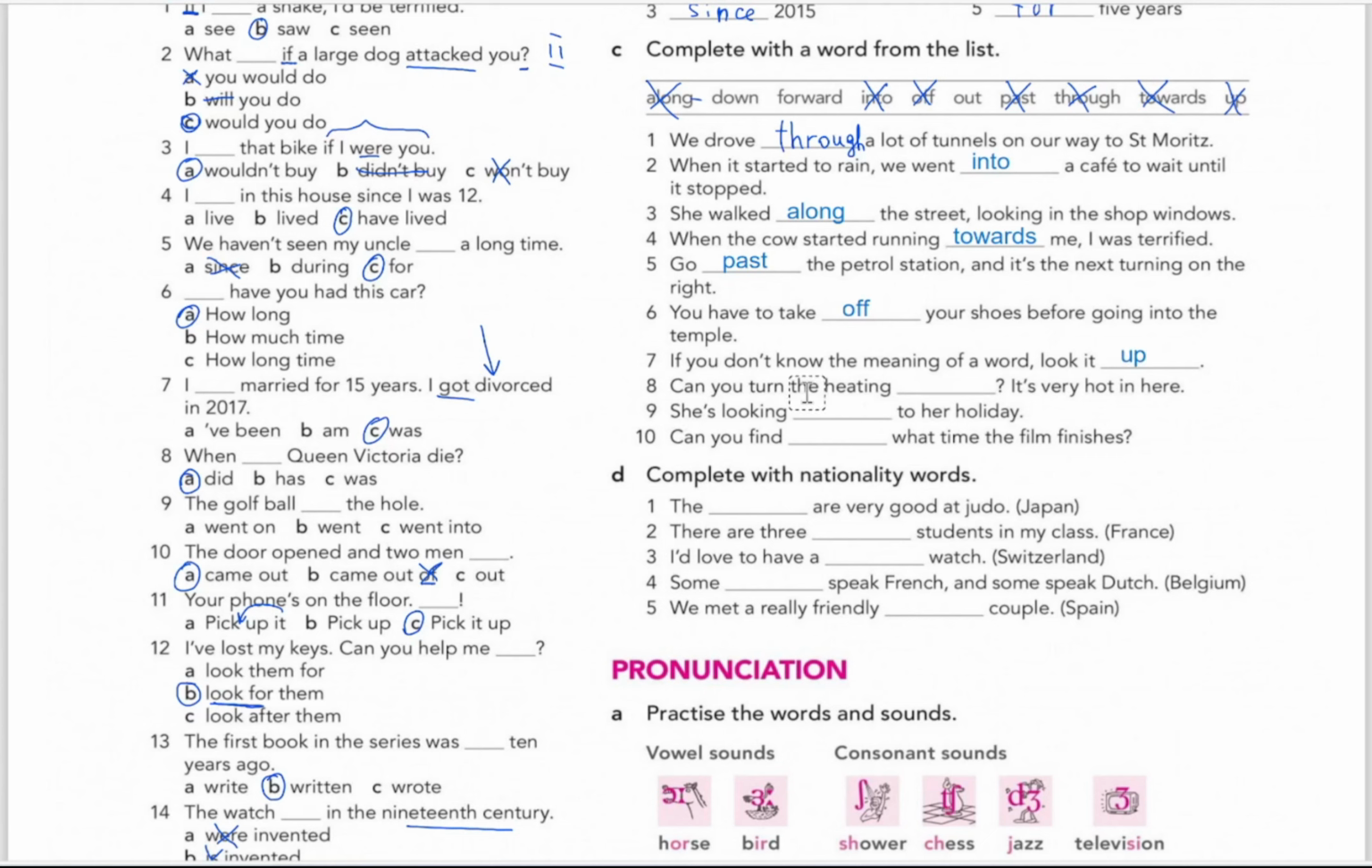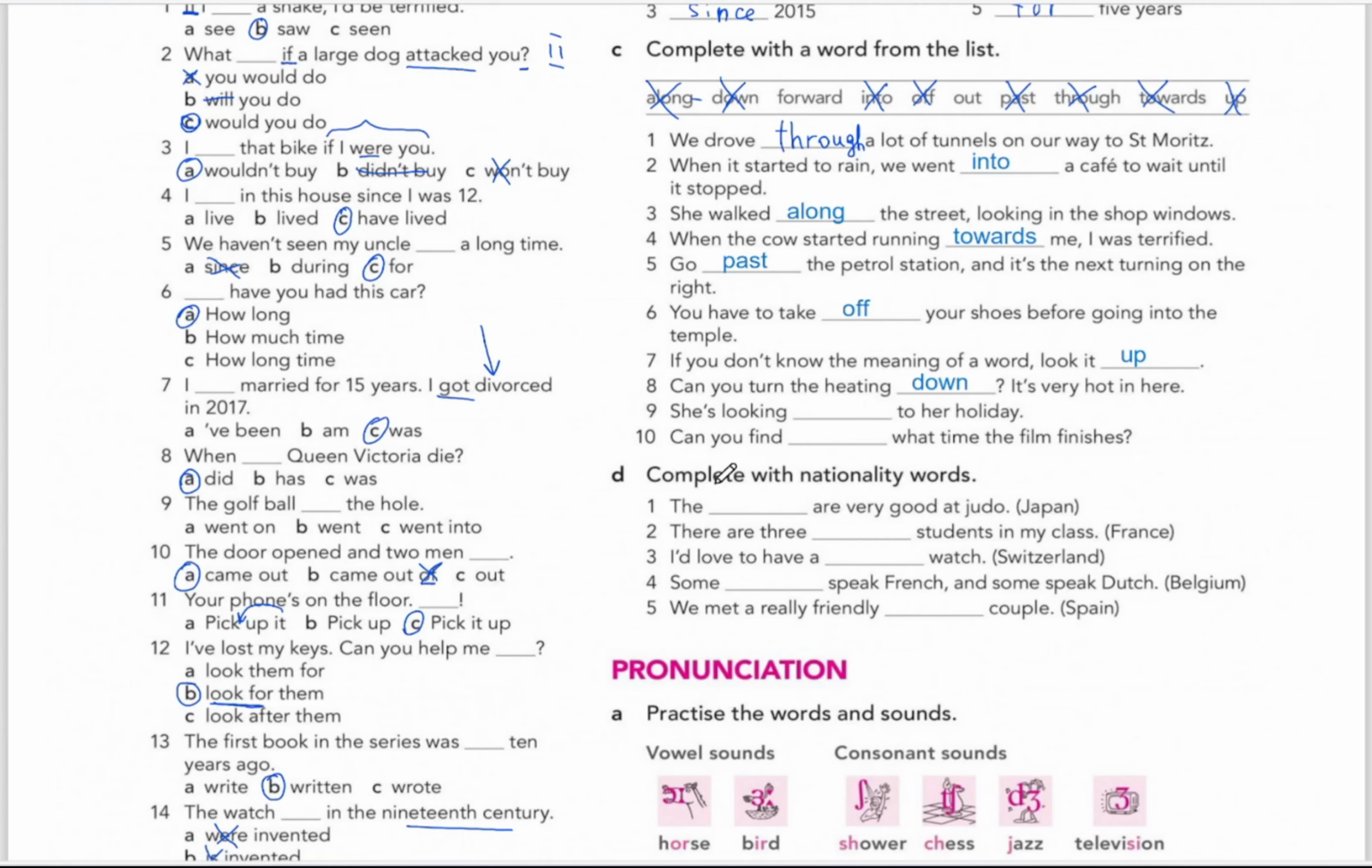Number eight, can you turn the heating down? It's very hot in here. If the room is very hot, we can turn down the heating, right? So can you turn the heating down to make it a little bit cooler or less hot? So we're going to remove down here, right?